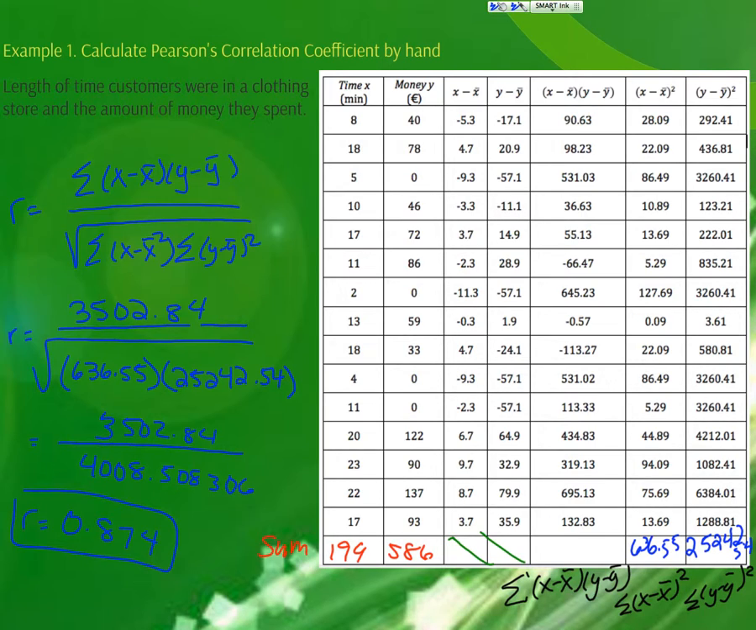All right. So that's our correlation coefficient. 0.87 is. Wait, did I write it down right? No, this is actually not good. This is pretty bad. This is way worse, actually. Goodness gracious. So as we can see, there are issues with calculating by hand.